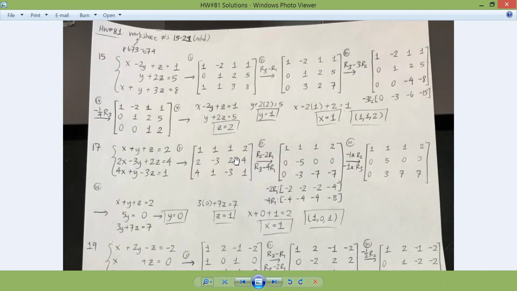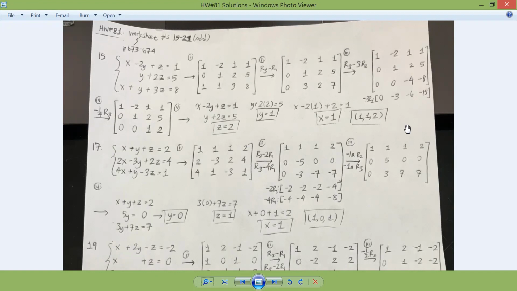R2 minus 2R1, that'll be 2 minus 2 is 0, negative 3 minus 2 is negative 5, 2 minus 2 is 0, 4 minus 4 is 0. And then R3 minus 4R1, that's 4 minus 4 is 0, 1 minus 4 is negative 3, negative 3 minus 4 is negative 7, 1 minus 8 is negative 7. All right, and then next I'm going to just multiply both the second row and the third row by negative 1 to get positive numbers. And I'm actually in the next step going to write this as a system of equations now.